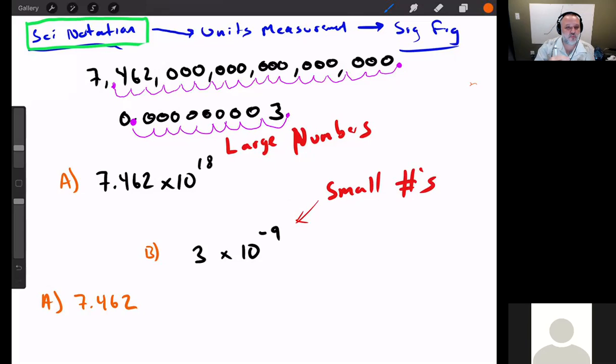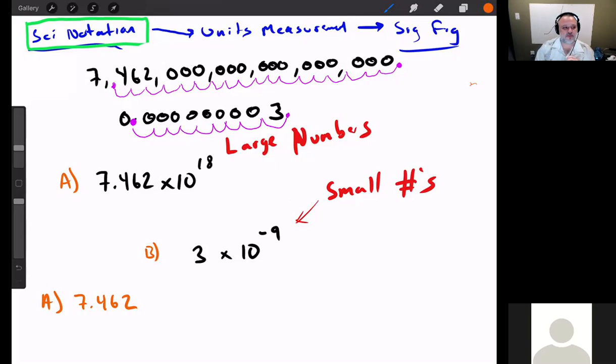Think about whether the number is big or small. But in this case, if you move a decimal place from a number in regular notation to the right, the exponent will be negative. That's how I'm going to answer that question at the moment.